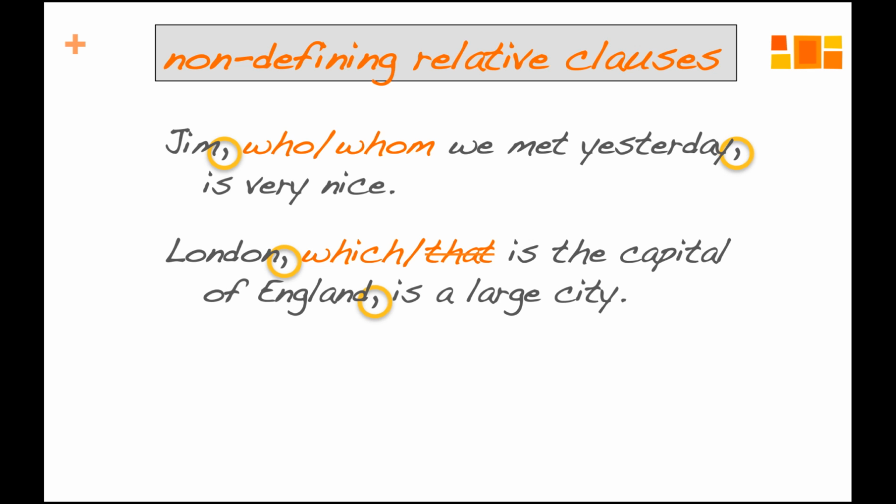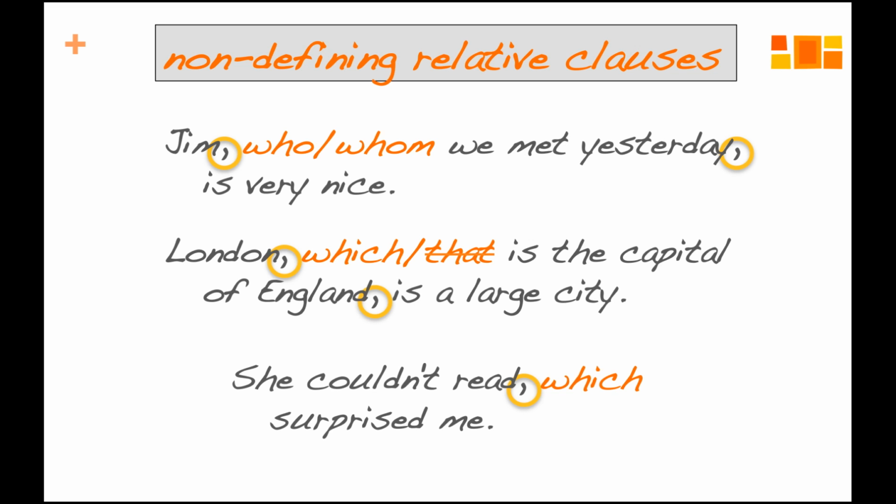London, which is the capital of England, is a large city. It's important to know, of course, that London is the capital of England, but here, which is the capital of England, is still extra information. It's not needed for the identity of London because it's got its identity already in the name. It's also important to note that that is not possible in a non-defining relative clause. You can only use the relative pronoun that in a defining relative clause. So it's London, which is the capital of England, is a large city.